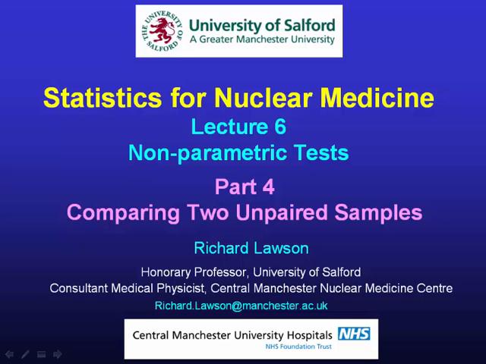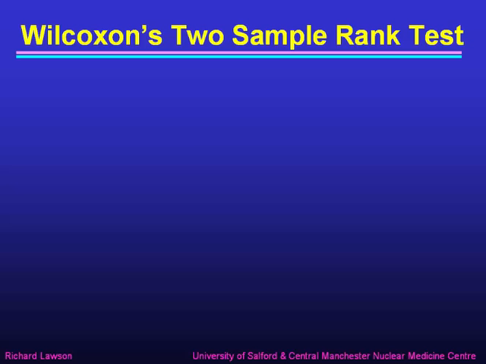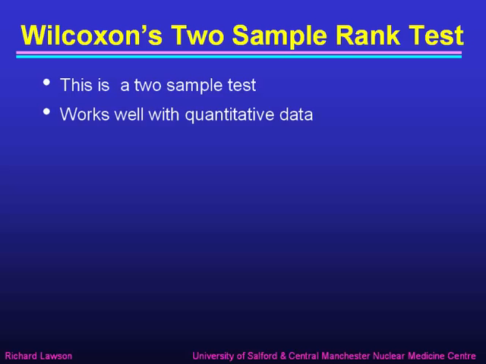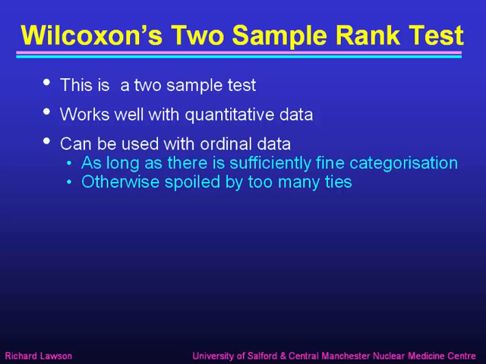This is the fourth part of my lecture on non-parametric tests, and I'm going to be talking about how to compare two unpaired samples. The test that we're going to talk about is Wilcoxon's two-sample rank test. Obviously, it's a two-sample test. It works well with quantitative data.